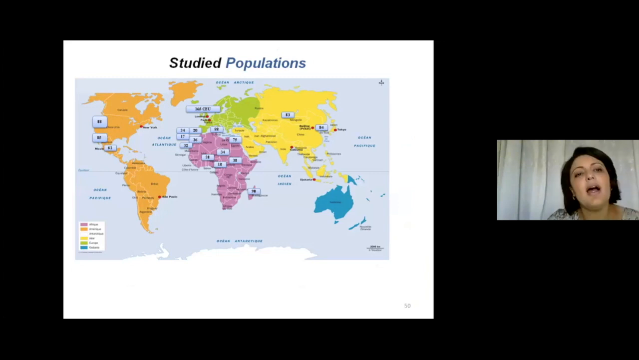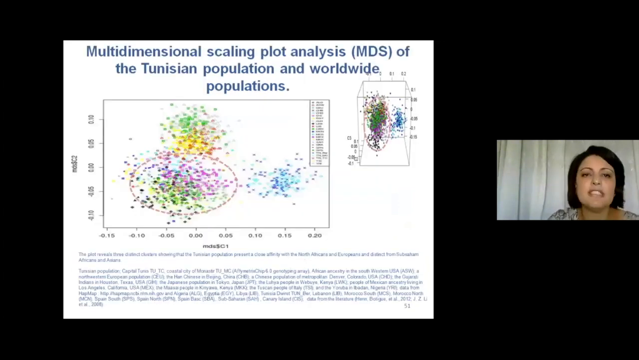So here are our results. The multidimensional scaling plot analysis displays 3 clusters. You can see here this cluster consisting of North African populations clustered with European populations. So you have Tunisian, Algerian, Moroccan, Egyptian here with other European populations. And this cluster is distinct from sub-Saharan African populations and the Asian populations.